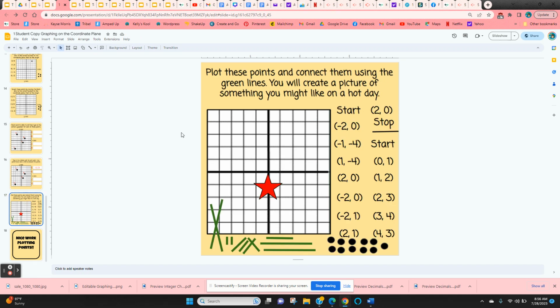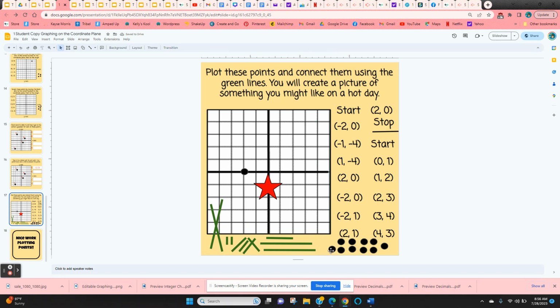The final slide, they're going to be actually creating a picture. So they're going to plot these points starting here. And every time they plot an additional point, they're going to connect those 2 points with one of these lines. And they're going to do that for every line, every point until they get here to 2, 0. Then they're going to stop and start again. So what that means is these 2 points will not be connected. So for example, the first point is negative 2, 0. So we're going to click and hold and move their point here.